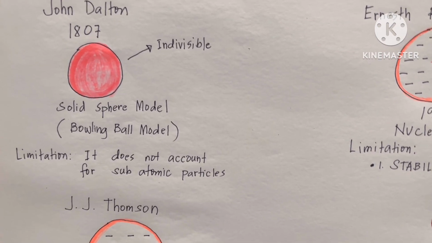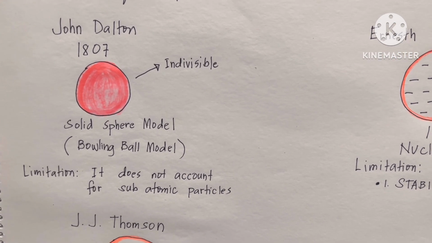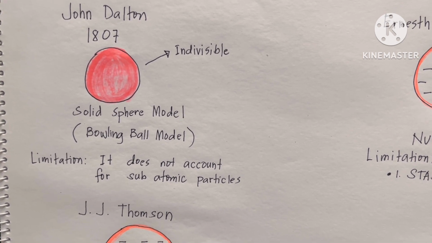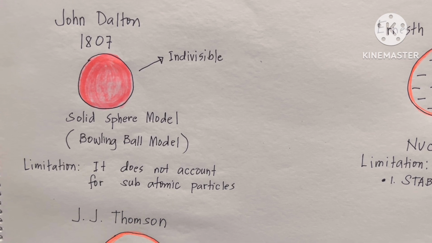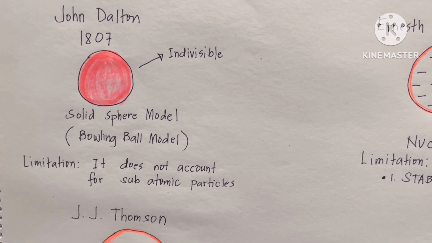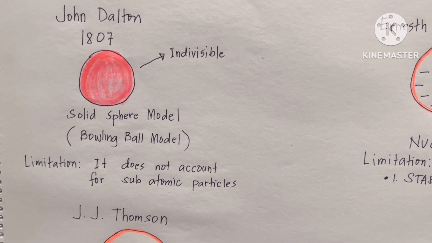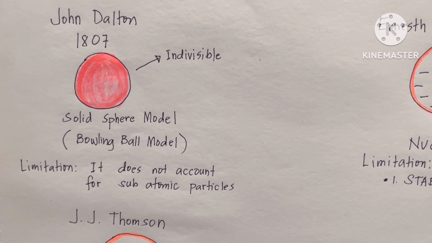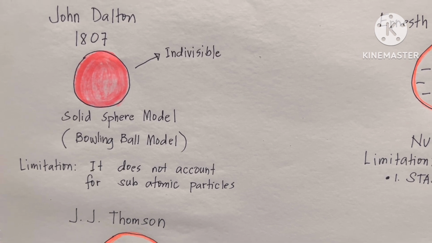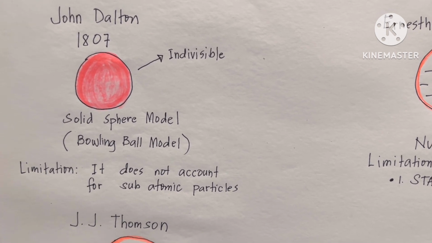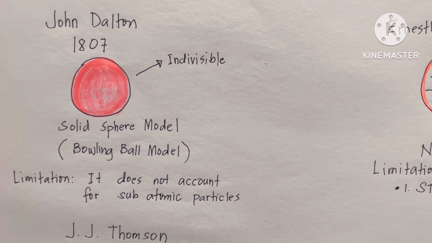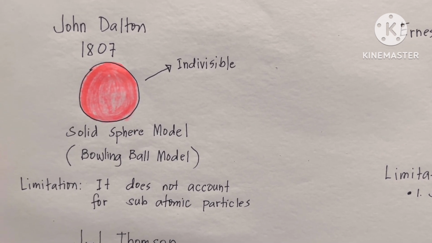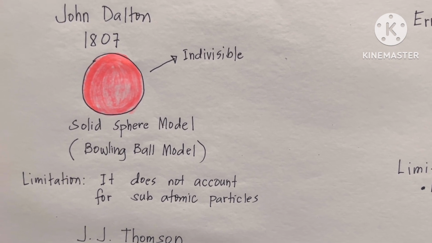Okay, let's start. So let us have first John Dalton's model. We have learned that John Dalton's model is like a hard sphere or a solid sphere. It is indivisible, meaning you cannot cut it. Sometimes they also call it the bowling ball model. Now, what is exactly the limitation of this model? Why does it need to be changed over time? So one of the limitations is that since it was described as indivisible, meaning you cannot cut it, John Dalton failed to discover the subatomic particles.